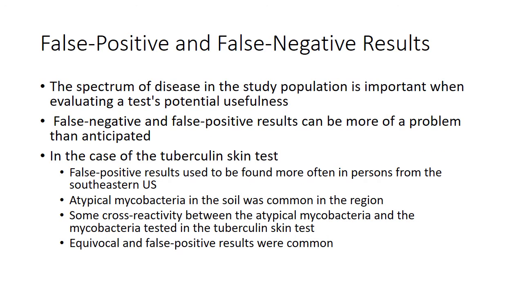Sometimes we may have issues where we don't even realize how many false positive or false negative results we're actually getting, which is why we consider things like the population in which you're testing it, and the spectrum of disease. So for instance, with the tuberculin skin test, what they found years ago was that there were many false positives showing up, and they tended to be more common in the southeastern US. And what they realized eventually was that there's an atypical mycobacteria in the soil that is pretty common, and a lot of these people in the southeast had exposure to it. And so there was some cross-reactivity between the atypical mycobacteria and the mycobacteria tested with the TB skin test, essentially. And because of that cross-reactivity, people were having false positive results. They said, okay, you have TB, when actually they didn't.